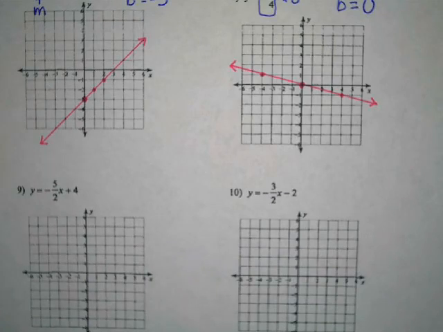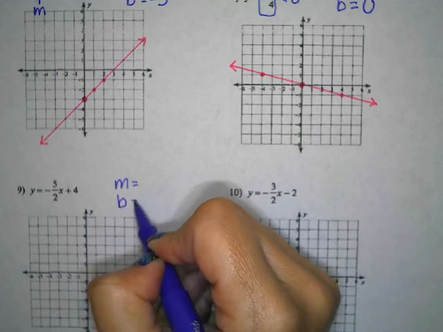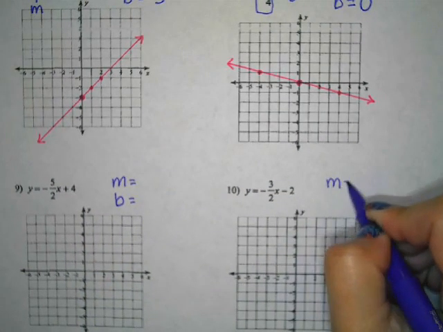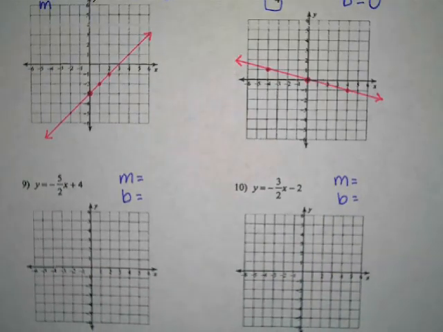I want you to go ahead and identify the m value and the b value of both of those before you go ahead and graph it. Okay, so identify what the slope is, identify the y-intercept, and then go ahead and graph.